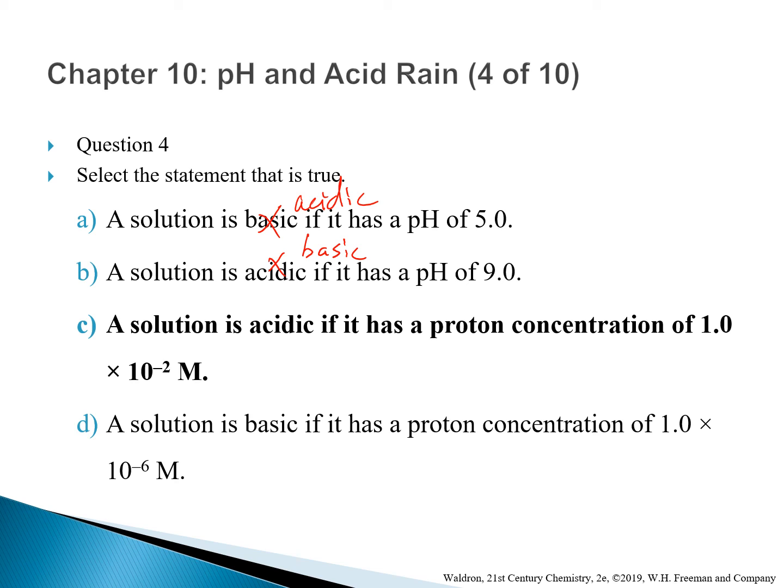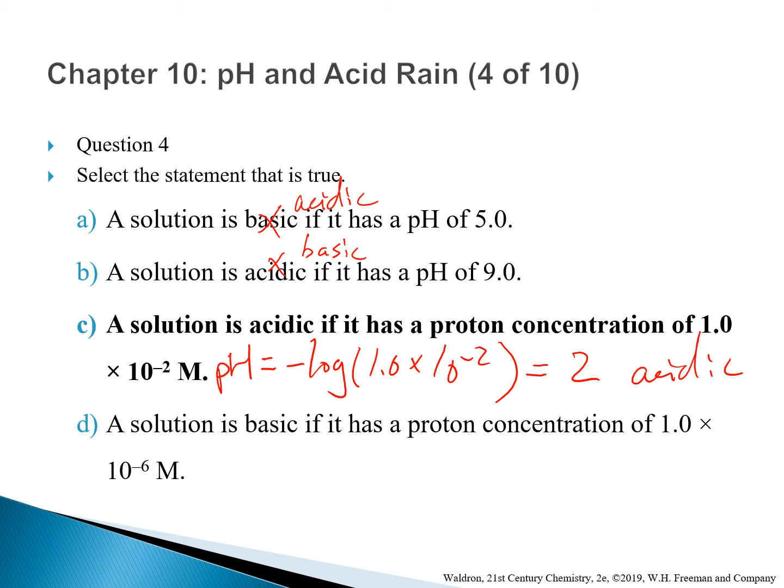Choice C is giving you the concentration of the proton. So therefore, you're going to plug in the formula, pH equal to negative log of the proton concentration. So 1.0 times 10 to the minus 2. You plug this into the calculator, this gives you pH equal to 2. So therefore, this is acidic, it's less than 7.